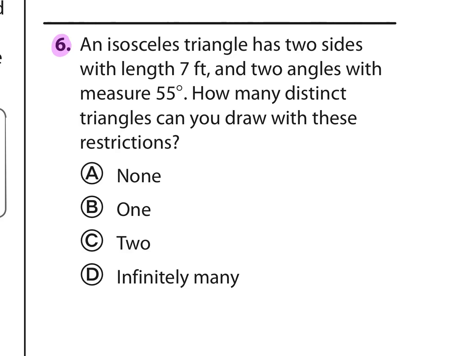Problem number 6. An isosceles triangle has two sides with length 7 feet and two angles with measure 55 degrees. How many distinct triangles can you draw with these restrictions? And so there's only one that you could draw.